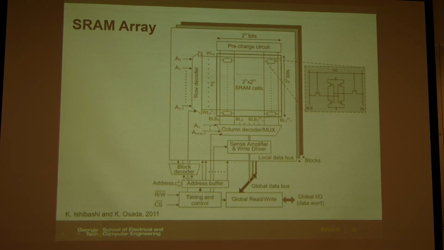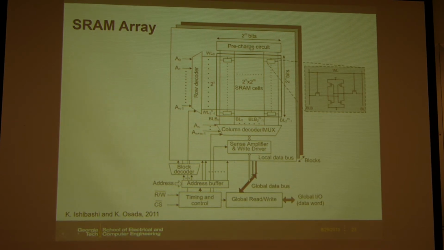Any memory circuit will have the row decoder and the column decoder and mux. Then after the column decoder and mux, for the SRAM, we have the sense amplifier to sense that delta V, like 100 millivolts. And for the write operation, we need to have the write driver to drive the data in.